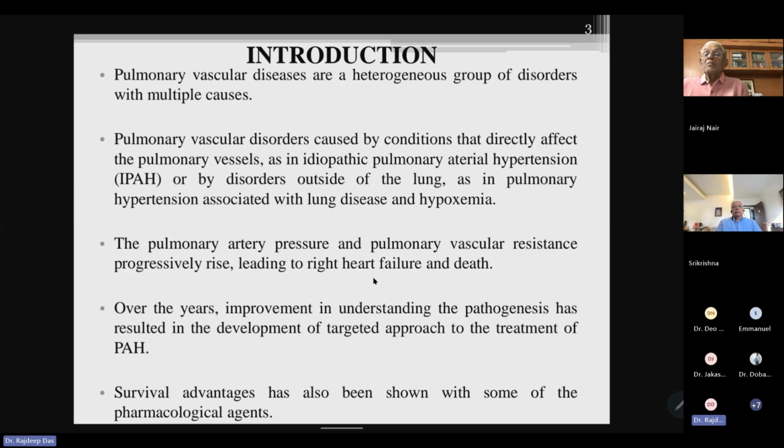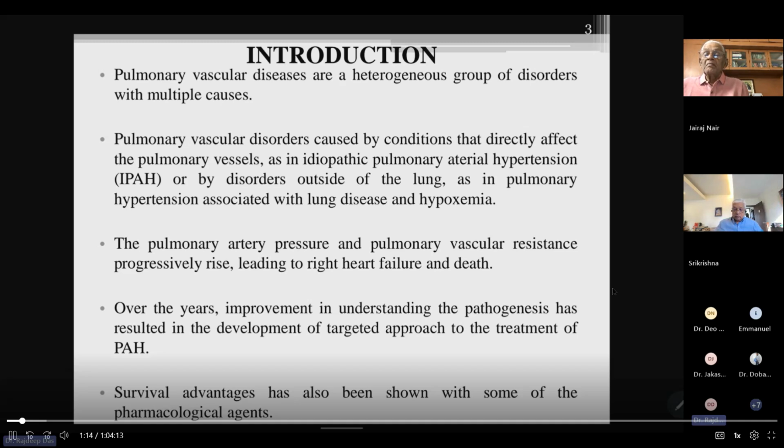The pulmonary artery pressure and pulmonary vascular resistance progressively rise in these conditions, leading to ultimate right heart failure and death. Over the years, improvement in understanding the pathogenesis of this disease resulted in the development of a targeted approach to the treatment of pulmonary arterial hypertension. Survival advantages have also been shown with some of the pharmacological agents.